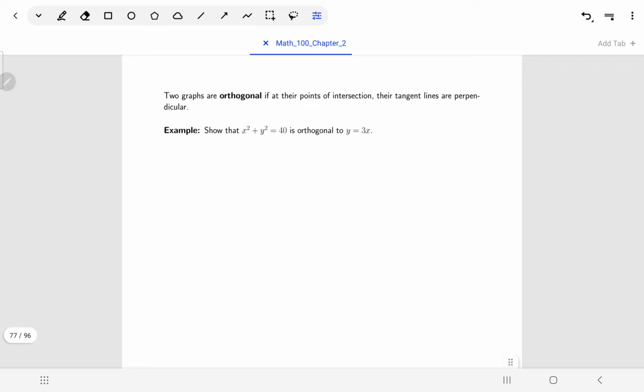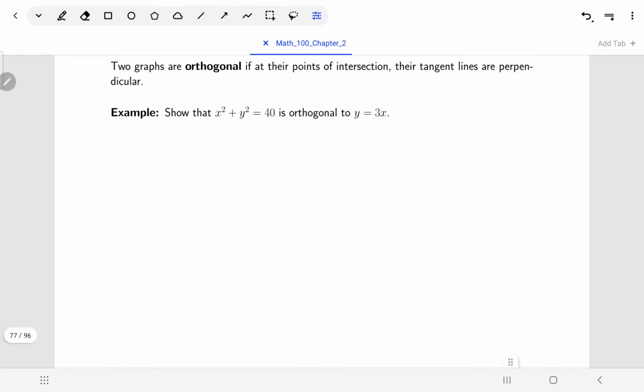So what we're looking at here is x squared plus y squared equals 40, and showing that it's orthogonal to y equals 3x. So first off, should we expect that they're orthogonal? If you know what the graphs of these functions look like, then the answer is pretty clear as a yes.